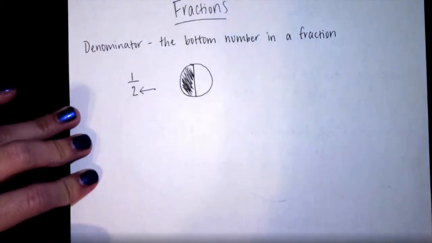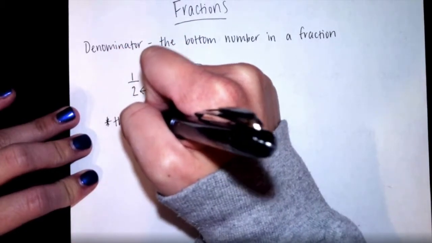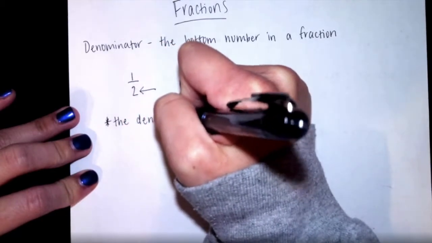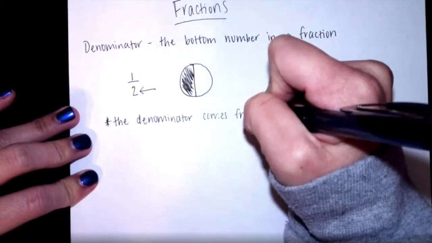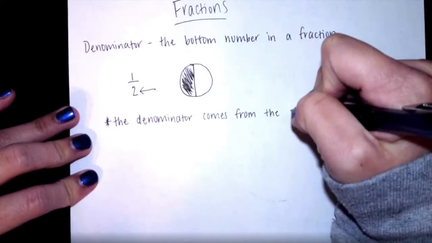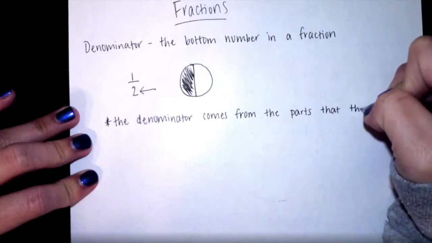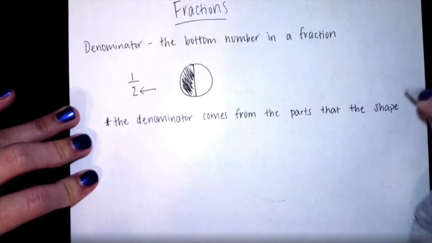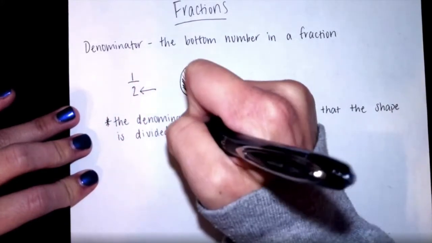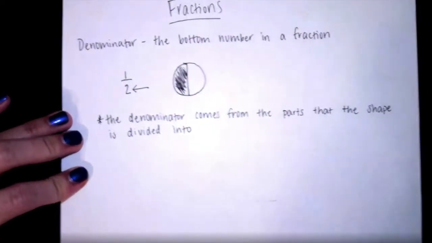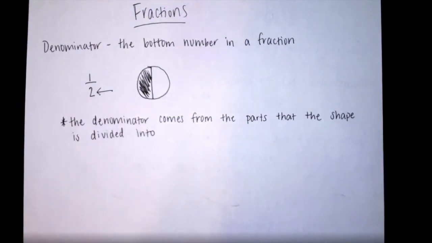Okay? And so let's also make a note that the denominator comes from the parts that the shape is divided into. Okay? So get that copied down. You might want to pause this again.